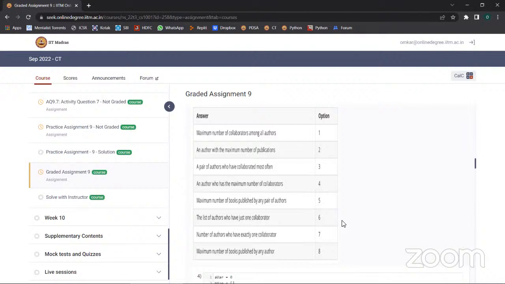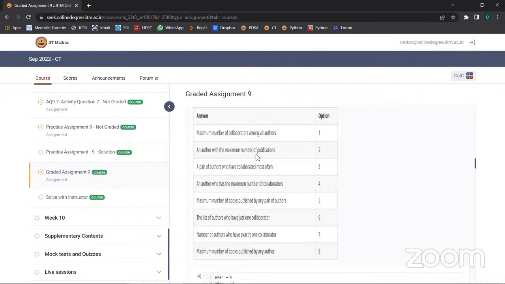But here, the publication company is not even in the picture. Yeah, that's why I'm asking. Then why is publication in the options? I mean, it is there. For example, I can explain the meaning of the option. The second option, an author with the maximum number of publications. Right. So this publications has a maximum number of books.